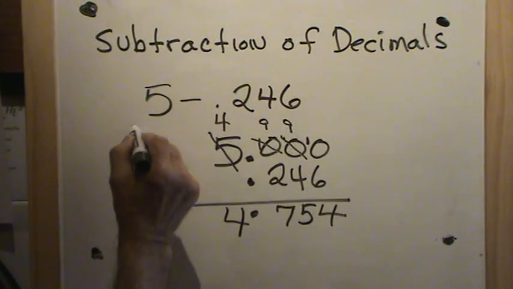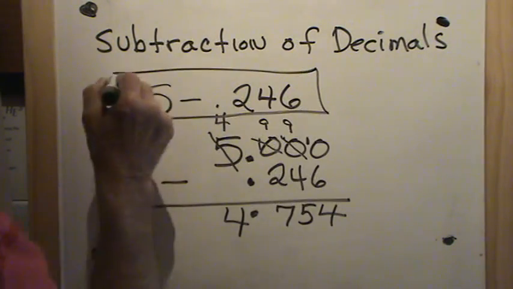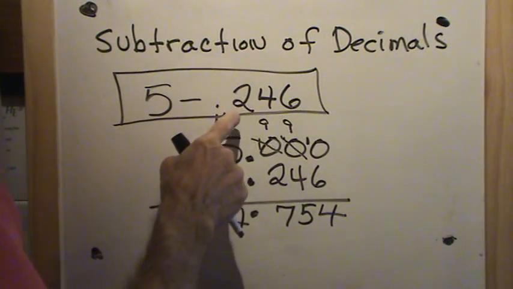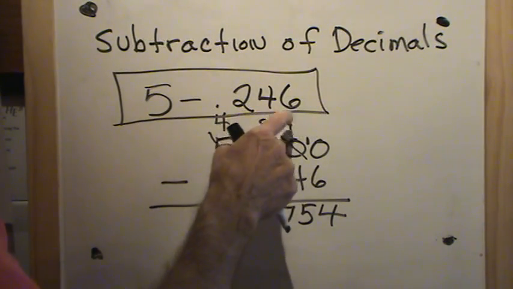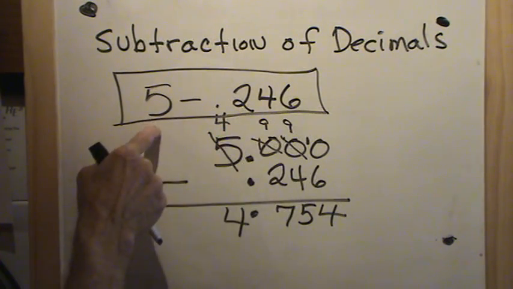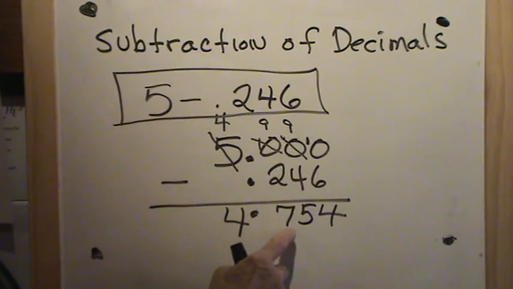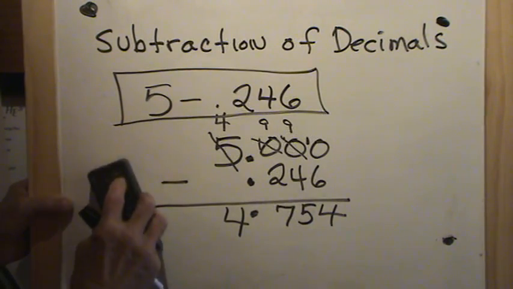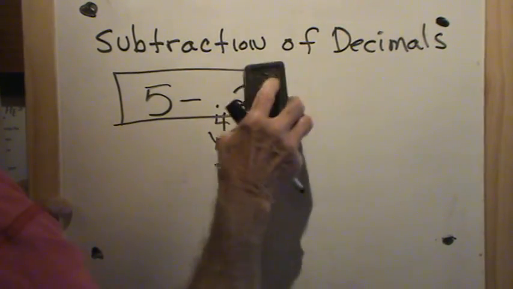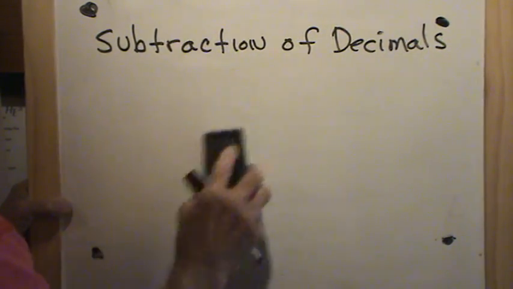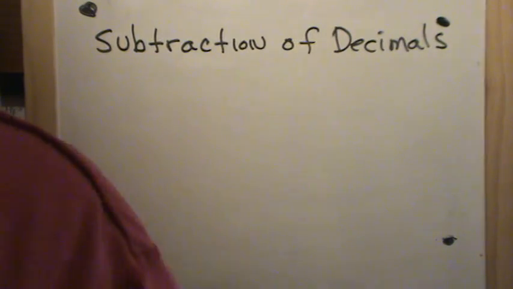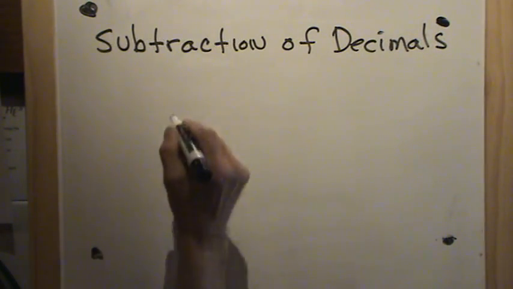And so, when I subtract 246 thousandths from the whole number 5, I get 4 and 754 thousandths as an answer. Good. Okay, I'm going to put a couple of problems up for you to work. Well, no, let me do one more.